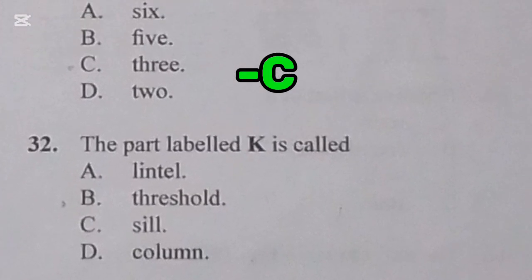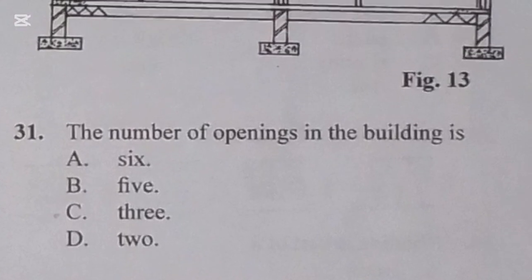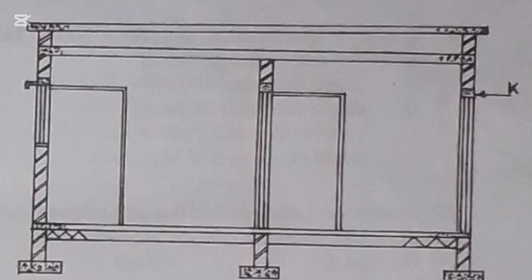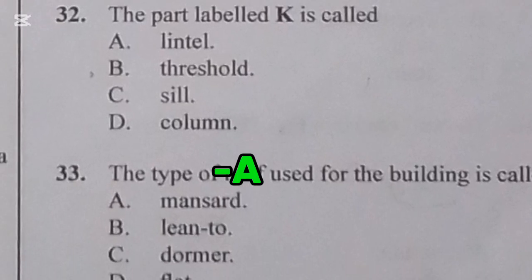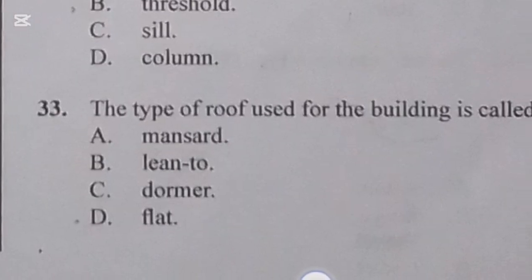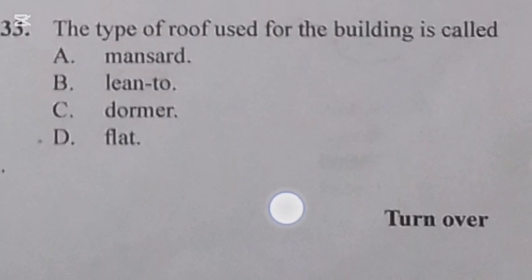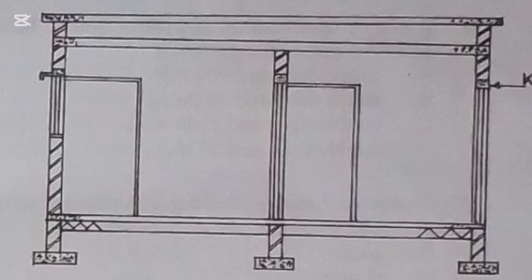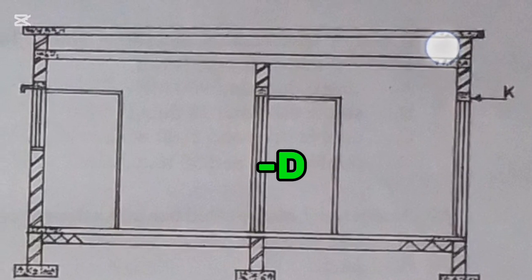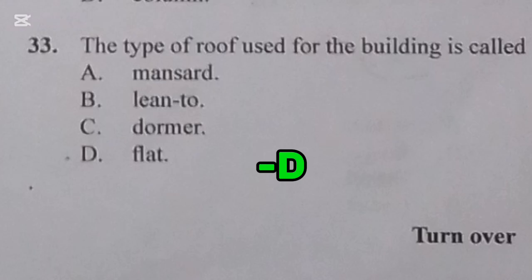Question 32. The part labeled K is directly on the opening there. So we usually have a lintel directly on the opening. So the correct answer there is A. Then question 33. The type of roof used for the building is this type of roof here. This is a flat roof, of course. So the correct answer is D, flat roof.